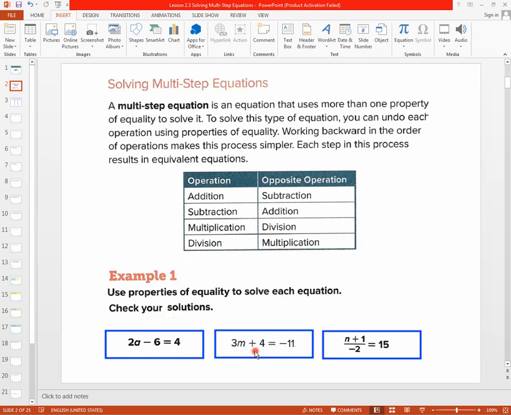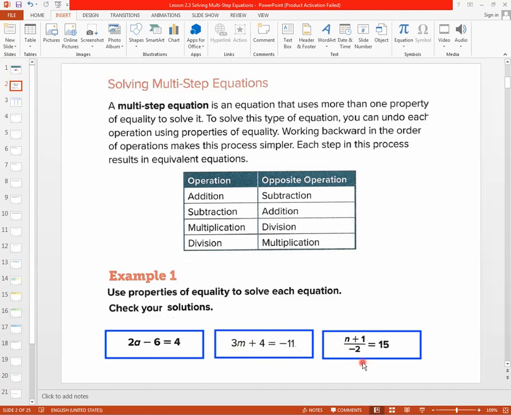I have positive 4 here. Transfer it to the right-hand side. It will be negative 4. Adding negative 4 and negative 11, it will be negative 15. Negative 15 must be divided by 3. Negative 15 over 3 is negative 5.